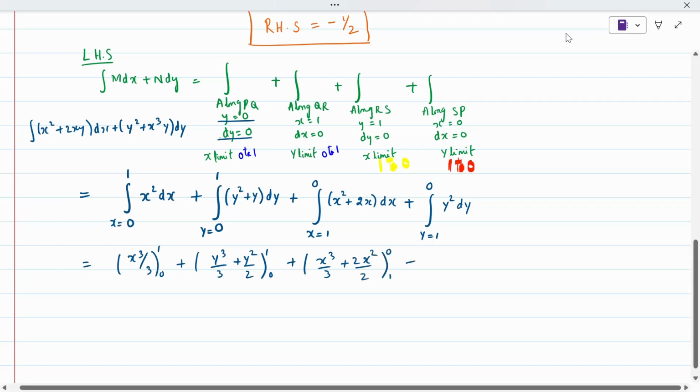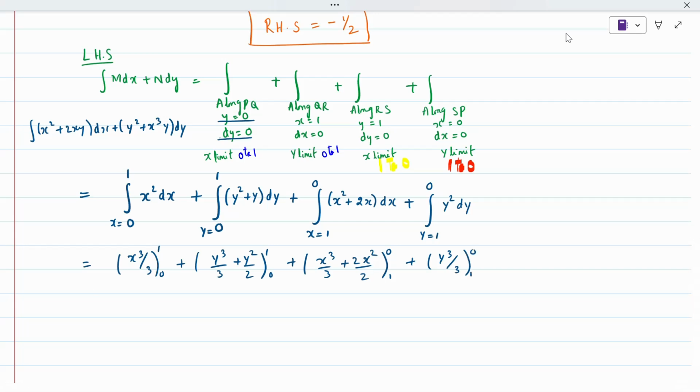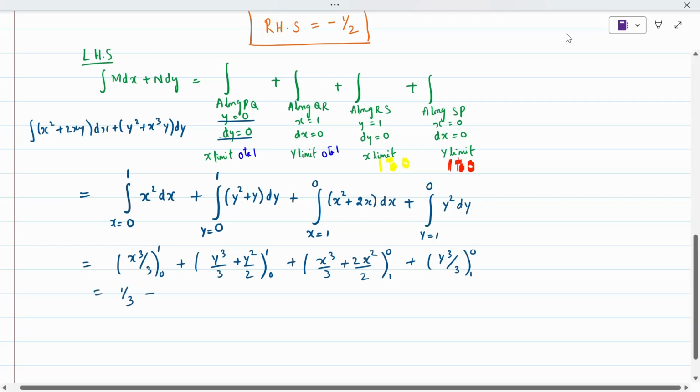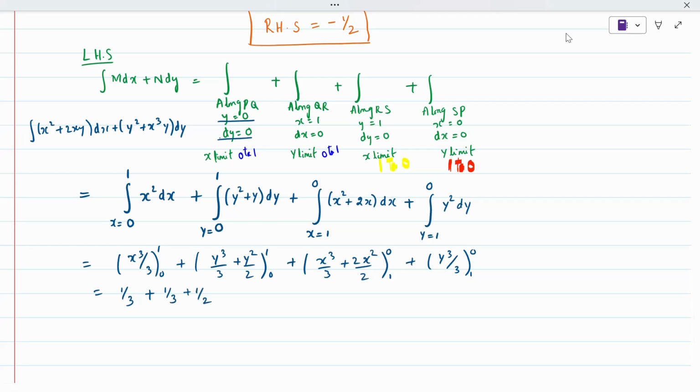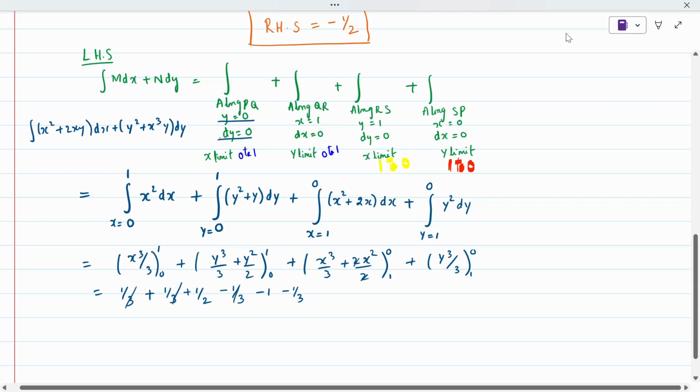1 to 0, plus y cube by 3, 1 to 0. So substitute 1 to 0 means 1 by 3, plus in this when I substitute again 1 by 3 plus 1 by 2. In this when I substitute, minus of lower limit, you have to remember that. Minus 1 by 3, the 1 by 3s get cancelled. So minus 1. In this when I substitute, minus 1 by 3. This 1 by 3, this 1 by 3 get cancelled. 1 by 2 minus 1 is nothing but minus 1 by 2. So my left hand side answer is nothing but minus 1 by 2.